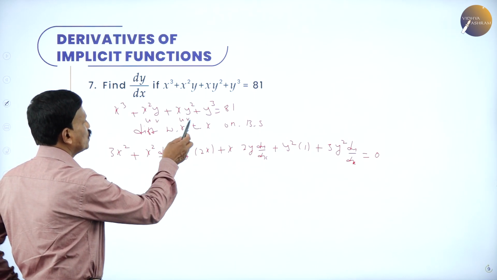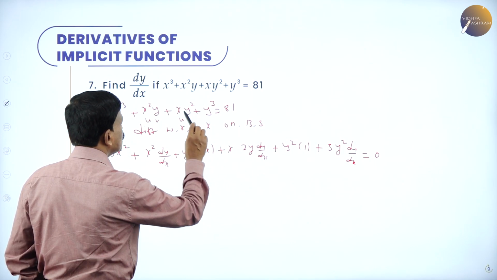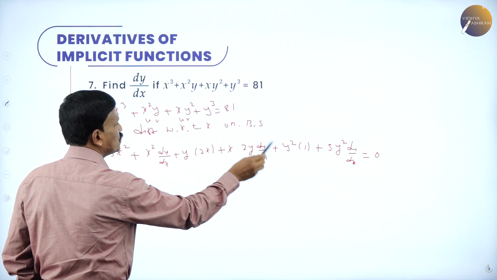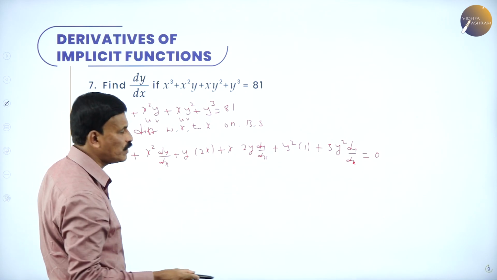Again this is also product rule. x is the first function, and the differentiation of y square is 2y dy by dx, plus y square the second function, and the differentiation of x is 1. Differentiation of y cube is 3y square dy by dx.